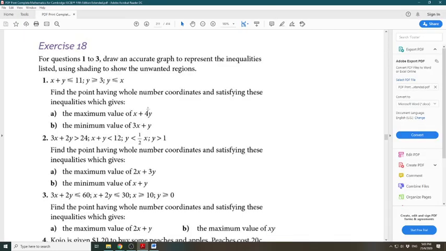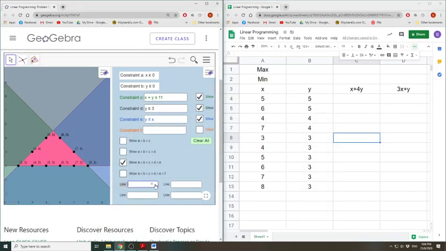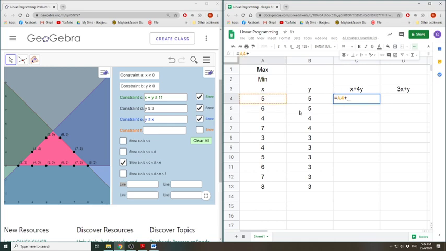Let's go back to the question and see. We want to find the maximum value of x plus 4y. Basically we have all these possibilities, and we want to know the maximum possible value of x plus 4y. So we have x plus 4 times y. Notice here: 4 times 5 is 20, 20 plus 5 is 25. Then do the same for the rest.